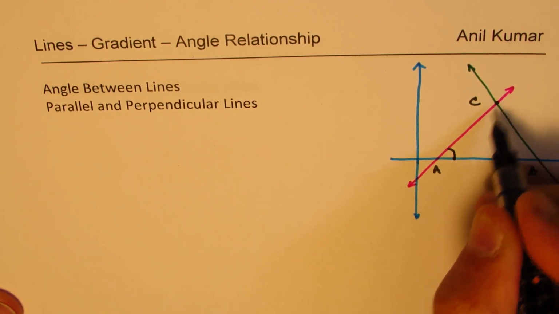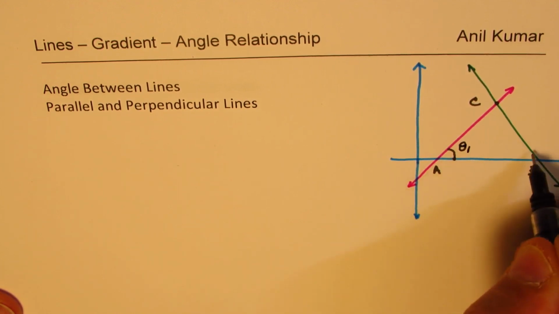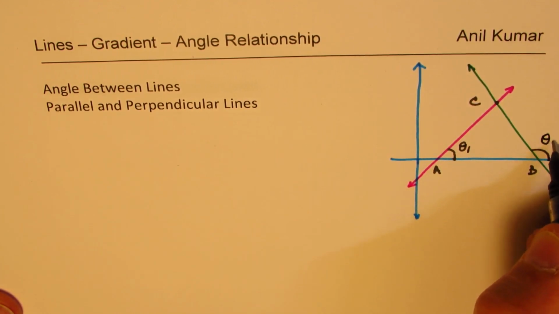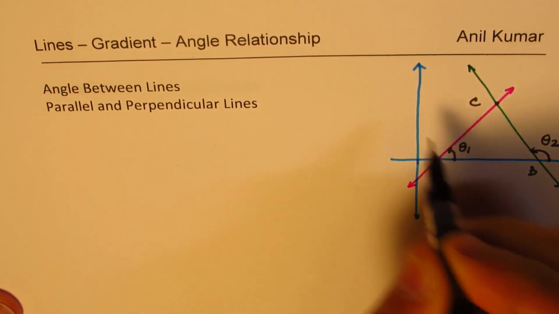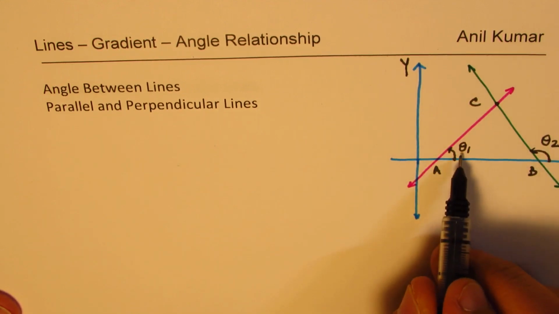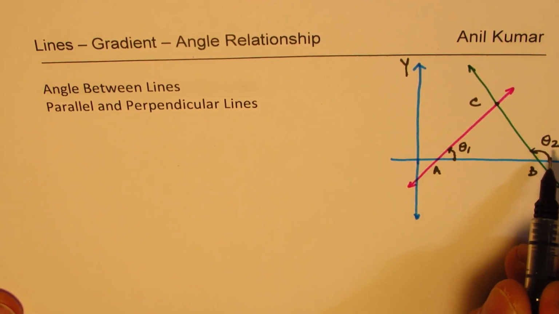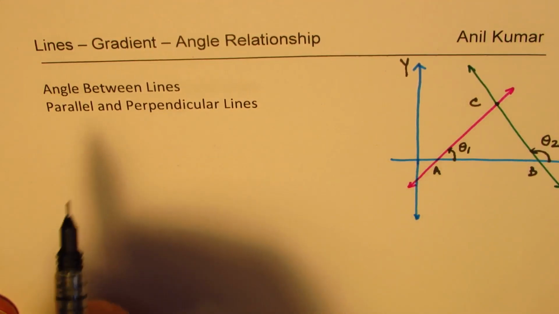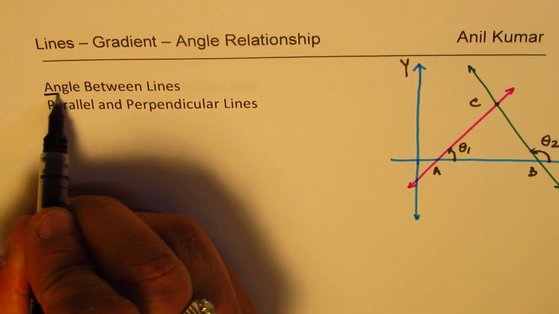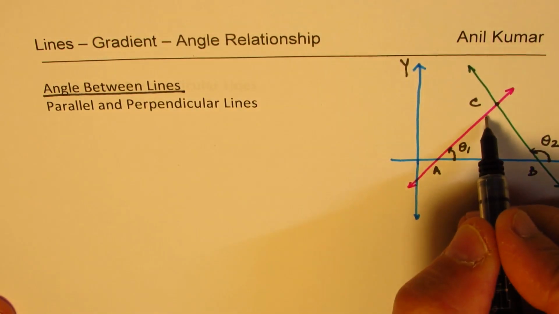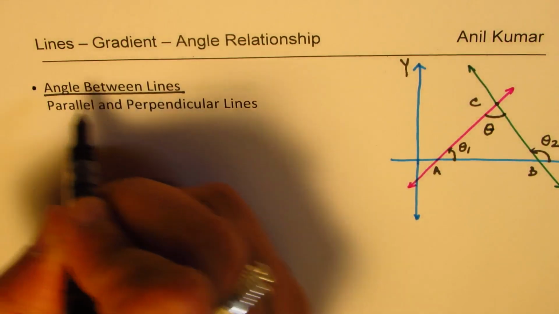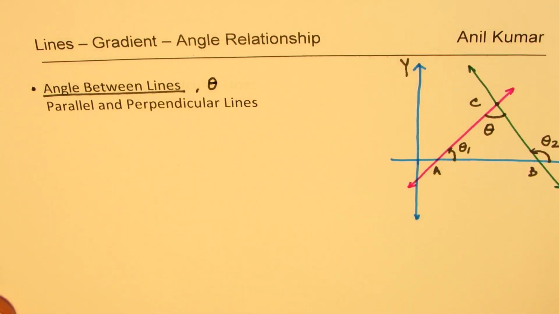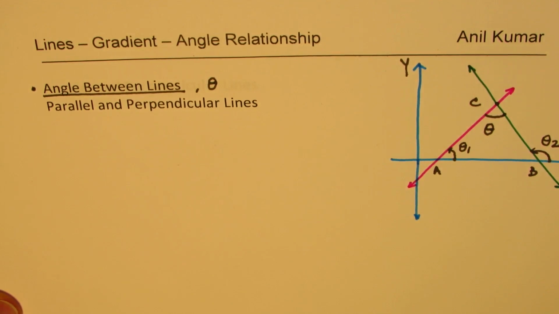The angle which the first line makes is theta 1. The angle which the other line makes is theta 2. Always the angles are anti-clockwise from the positive x-axis. So therefore we always take these as theta 1 and theta 2. Now when we say angle between lines, we're talking about this angle theta, which is between the lines, right? So that is the angle theta which we're talking about. Is that clear to you?